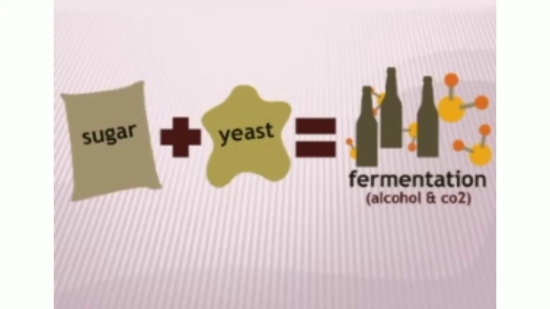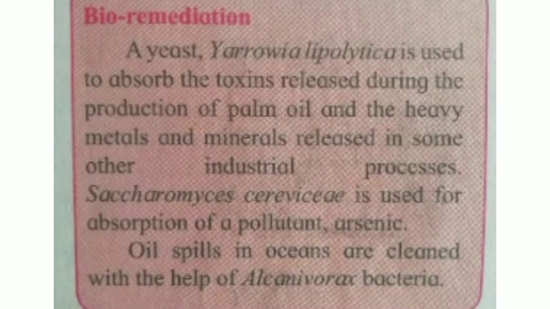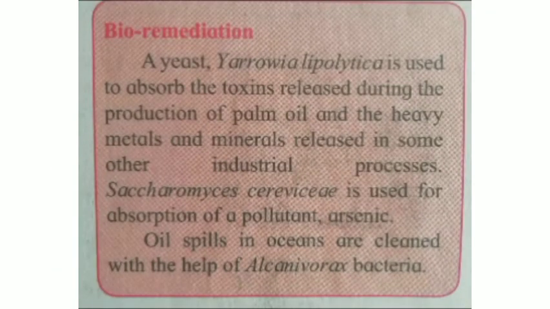products. Glucose and fructose, the sugars present in grape juice, are also fermented with the help of yeast to produce the alcohol which is used for making wines. A yeast, Yarrowia lipolytica, is used to absorb the toxins released during the production of palm oil and the heavy metals and minerals released in some other industrial processes.